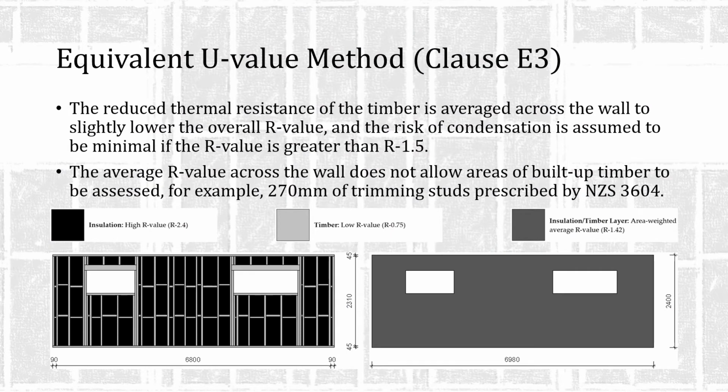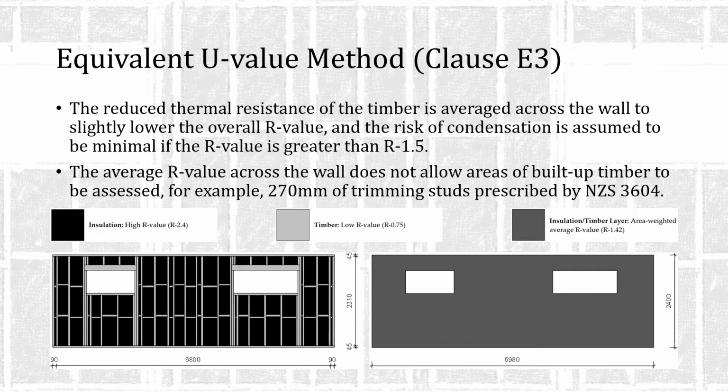A thermal bridge can be identified as a change in the thermal resistance of the building fabric where it would otherwise be uniform. For example, a timber stud that sits within the insulation layer. To avoid internal moisture, the minimum R value of a timber-framed wall is R1.5 as prescribed by Clause E3 of the New Zealand Building Code.